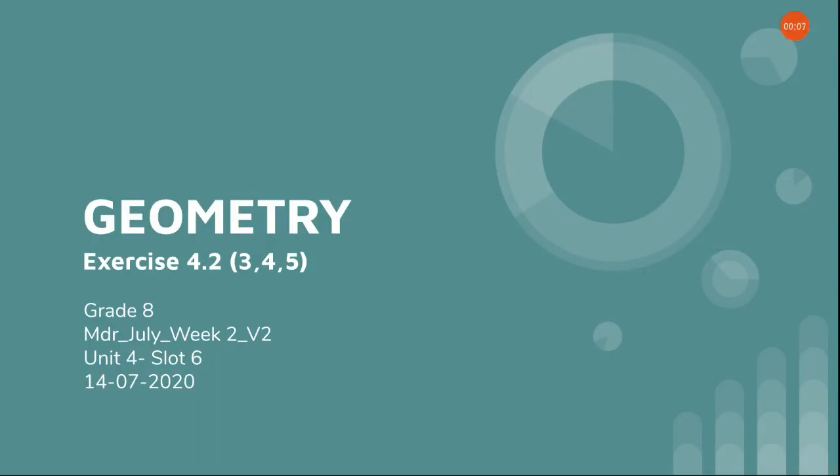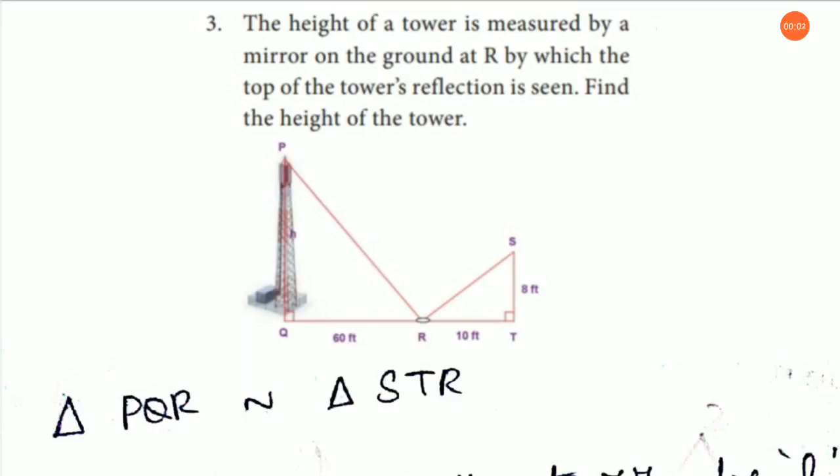Today we will continue with exercise 4.2. Now look at the third sum. The height of a tower is measured by a mirror on the ground at R, by which the top of the tower's reflection is seen. Find the height of the tower.